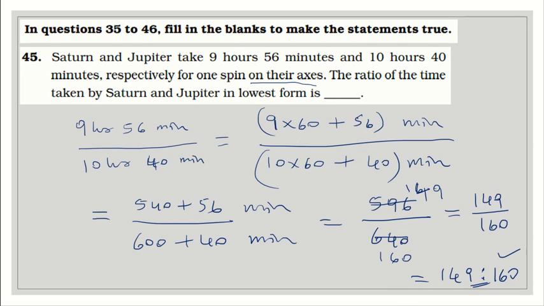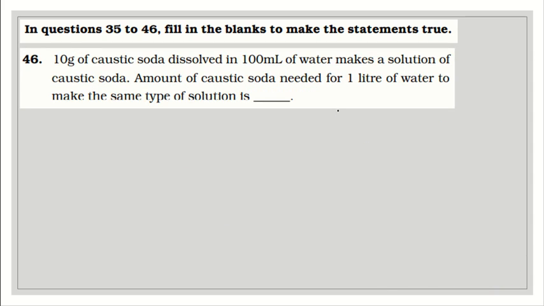Okay. Now moving on to question number 46. This is the last question in the fill in the blanks type. 10 grams of caustic soda dissolved in 100 ml of water makes a solution called caustic soda solution. 10 grams dissolved in 100 ml of water makes this solution. What amount of caustic soda is needed to add in 1 liter of water to make the same type of solution?